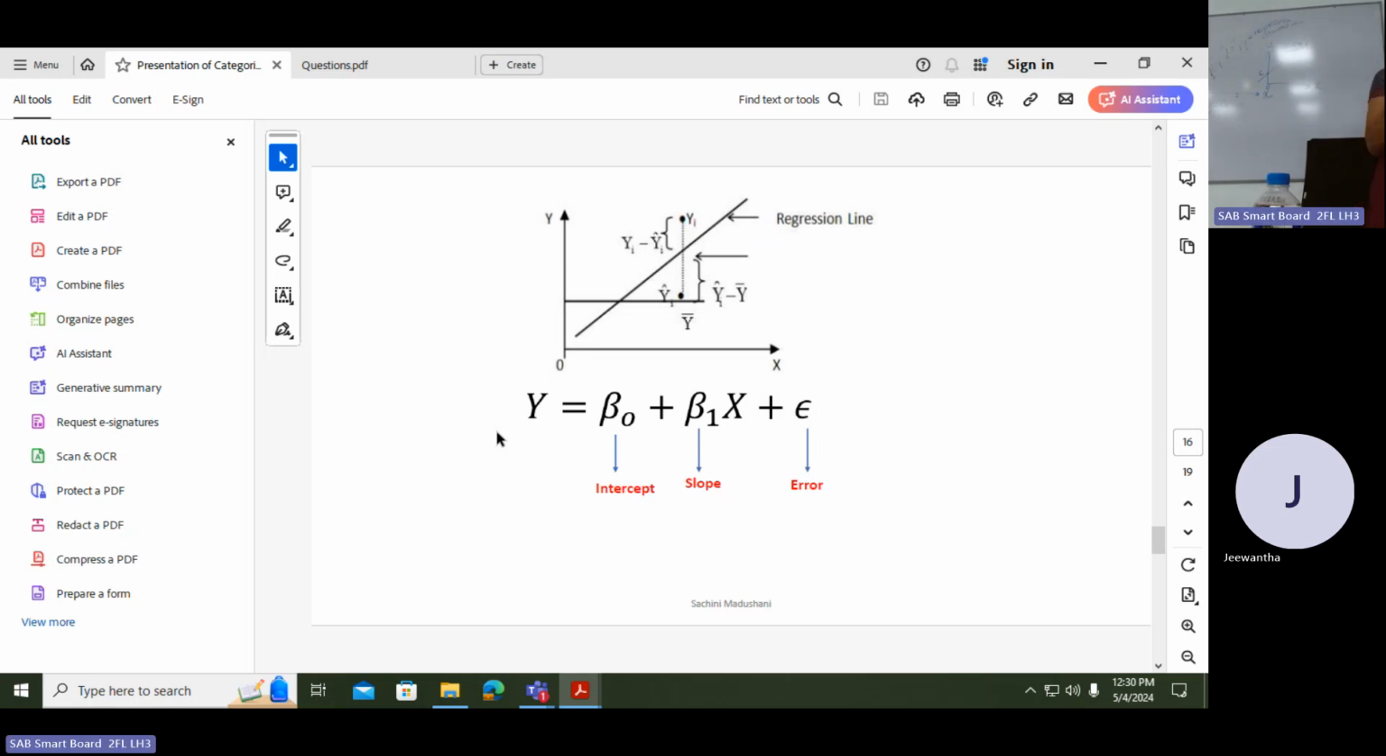Understood? Then think of our two variables as sales and advertising expenditure. It's a very easy example. What is the independent one? Advertising expense. What is the dependent one? Sales revenue. So y represents sales revenue, x represents advertising expenditure. How to interpret beta naught? If we did not spend any amount on advertising expenditure, then what is our sales revenue?